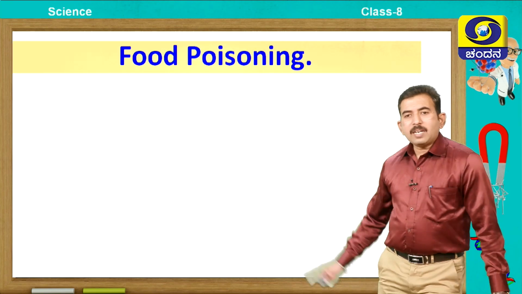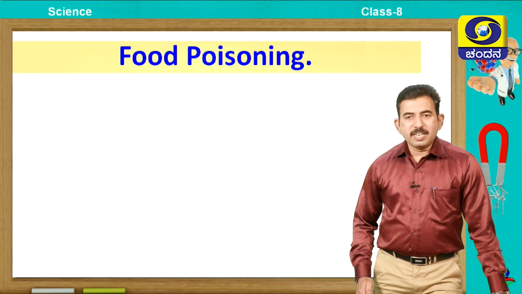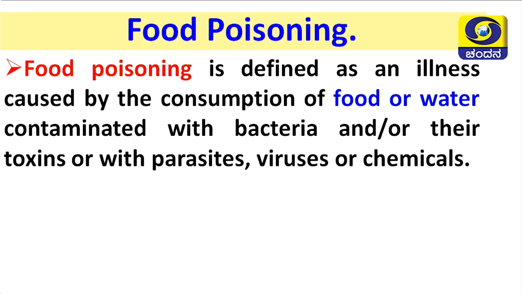virus. Now let us discuss one more very important concept, that is food poisoning. What is food poisoning? Food poisoning is defined as an illness caused by the consumption of food or water contaminated with bacteria or their toxins or with parasites, viruses or chemicals.